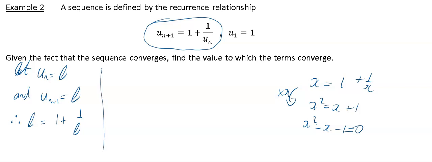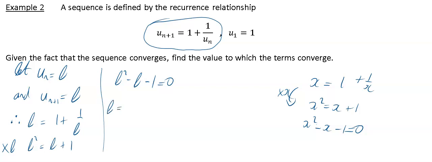Same idea. We're multiplying everything through by L, so timesing by L, and I get L squared is equal to L plus 1. Then bring it all to one side: L squared minus L minus 1 is equal to 0. That's not going to factorize nicely for us, so we're going to have to use our quadratic formula.